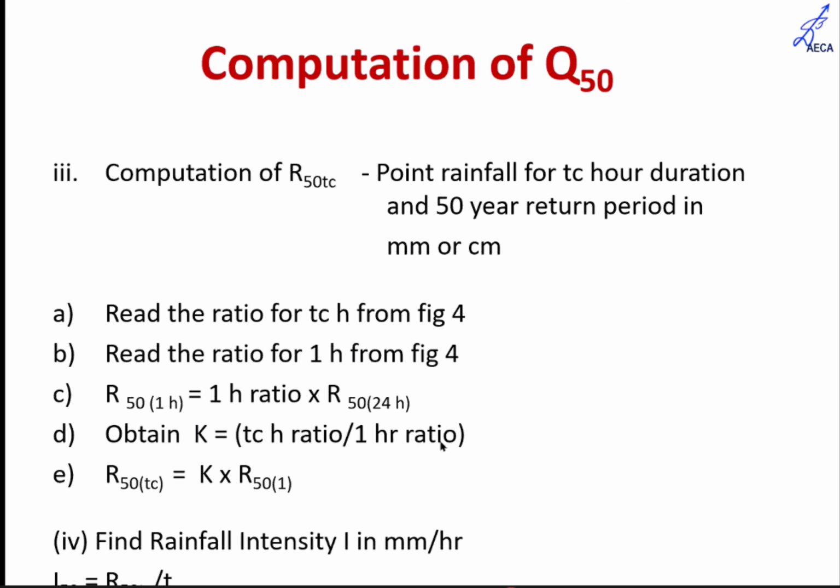So you get the conversion ratio, which is the TC-hour ratio divided by the 1 hour ratio, and then the point rainfall for TC hours duration can be worked out by multiplying this conversion ratio by the point rainfall for 1 hour duration. And then we can arrive at our intensity of the rainfall in mm per hour, which we use for estimation of the discharge, and which is equal to the point rainfall for TC hours duration divided by the time of concentration.